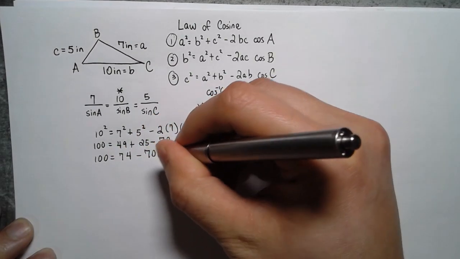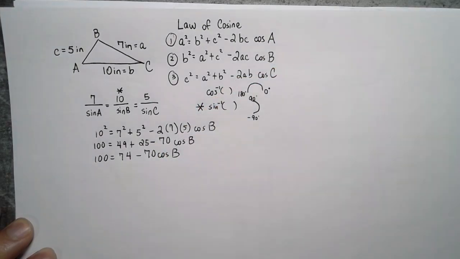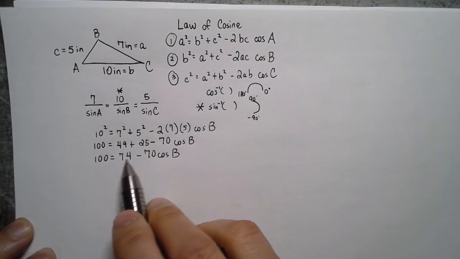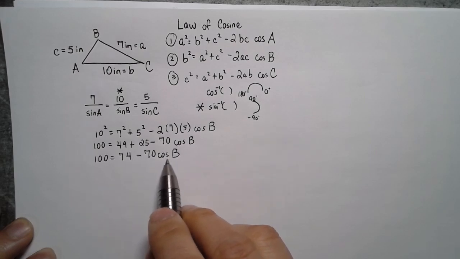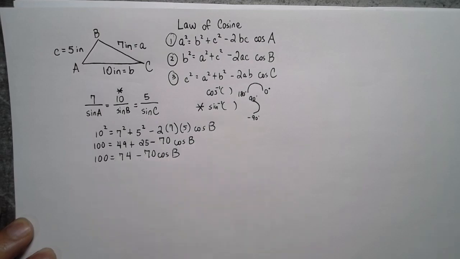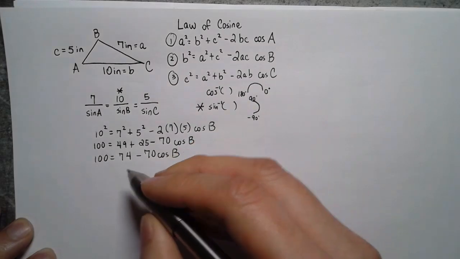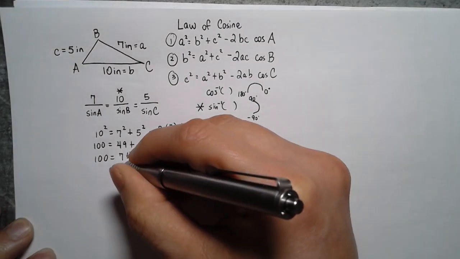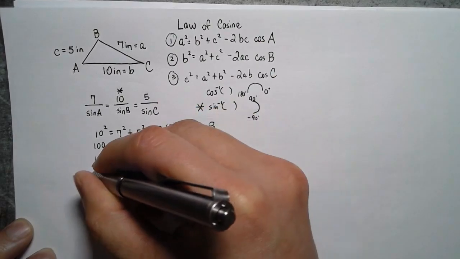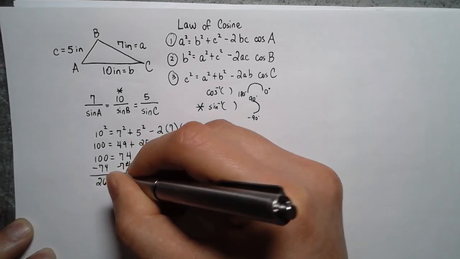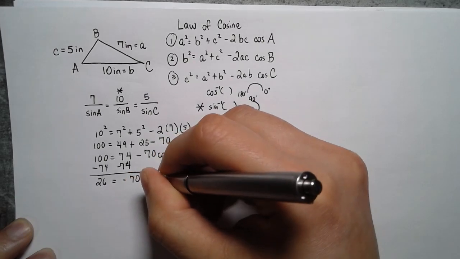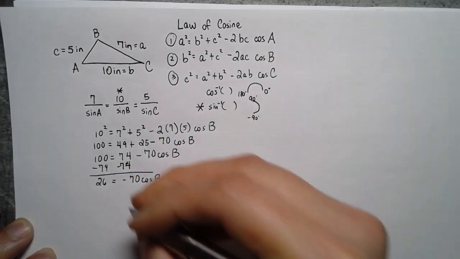And here is something I have to point out, because this is an error that happens a lot. You cannot combine 74 and negative 70 together, because 70 is attached to cosine of angle B. So you cannot make this and simplify it to 4 cosine of B. What you need to do instead is move 74 to the other side by subtracting 74. After you subtract 74, you end up with 26 and negative 70 on the other side. Divide by negative 70.